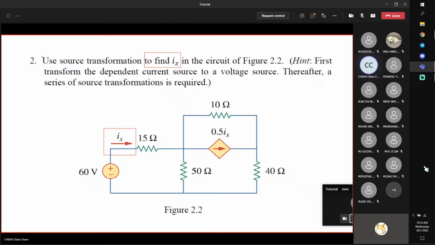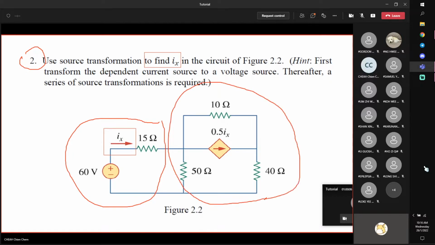Okay, let's look at question 2. We want to find Ix. Now be careful. When you want to find this Ix, do not use source transformations to transform this, right? Once you transform it, this is not the Ix you want to find anymore, correct? Because you transform it into another form. So the whole idea is that you transform this one, right? Do not transform this, transform this, okay?